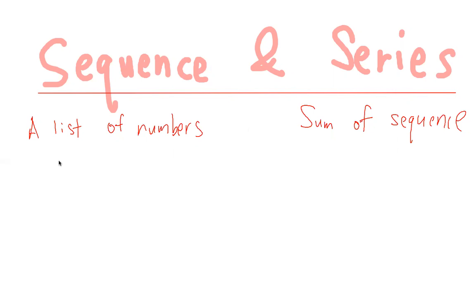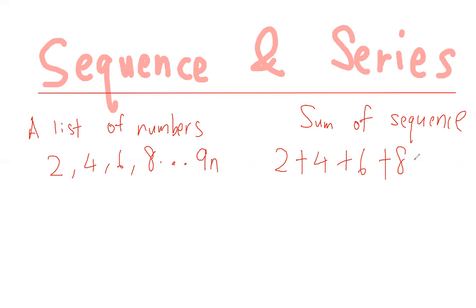A sequence is a list of numbers. Let's say I have the numbers 2, 4, 6, 8, until a sub n. This is a list of numbers, whereas a series is all these numbers added together, the sum of the sequence, and so forth. This is a so-called series. If you learned progressions before, we have the arithmetic and the geometric series.